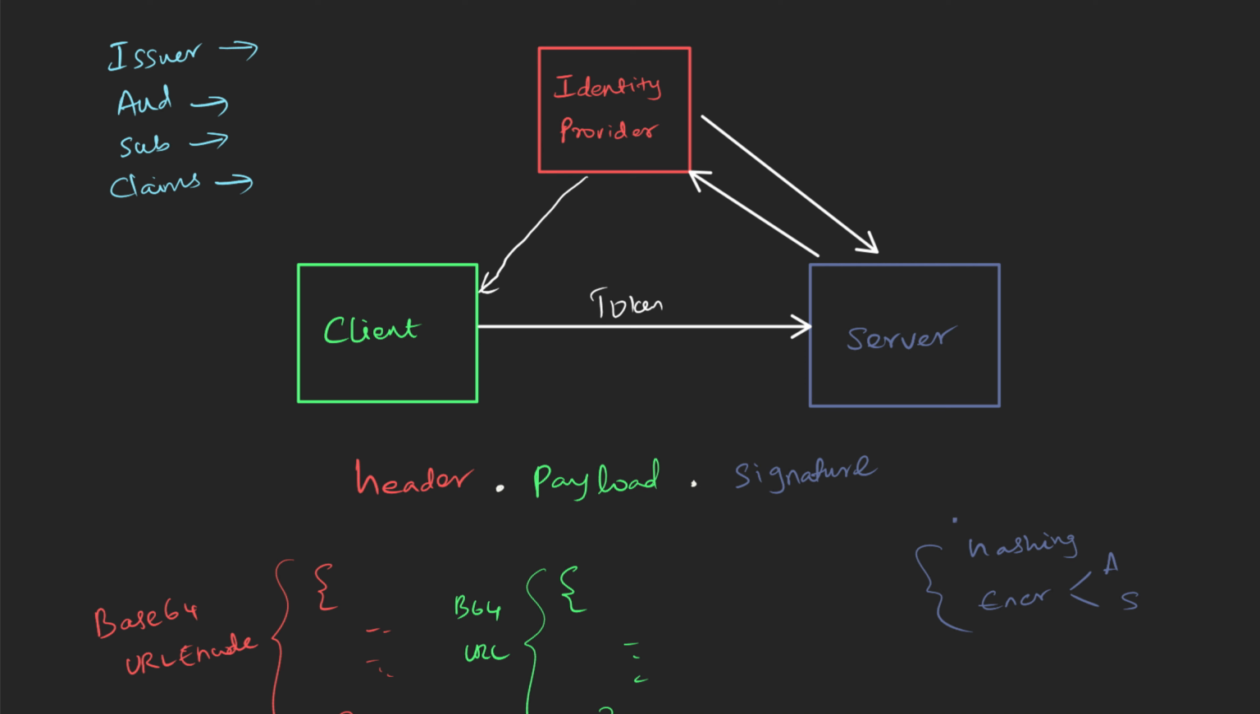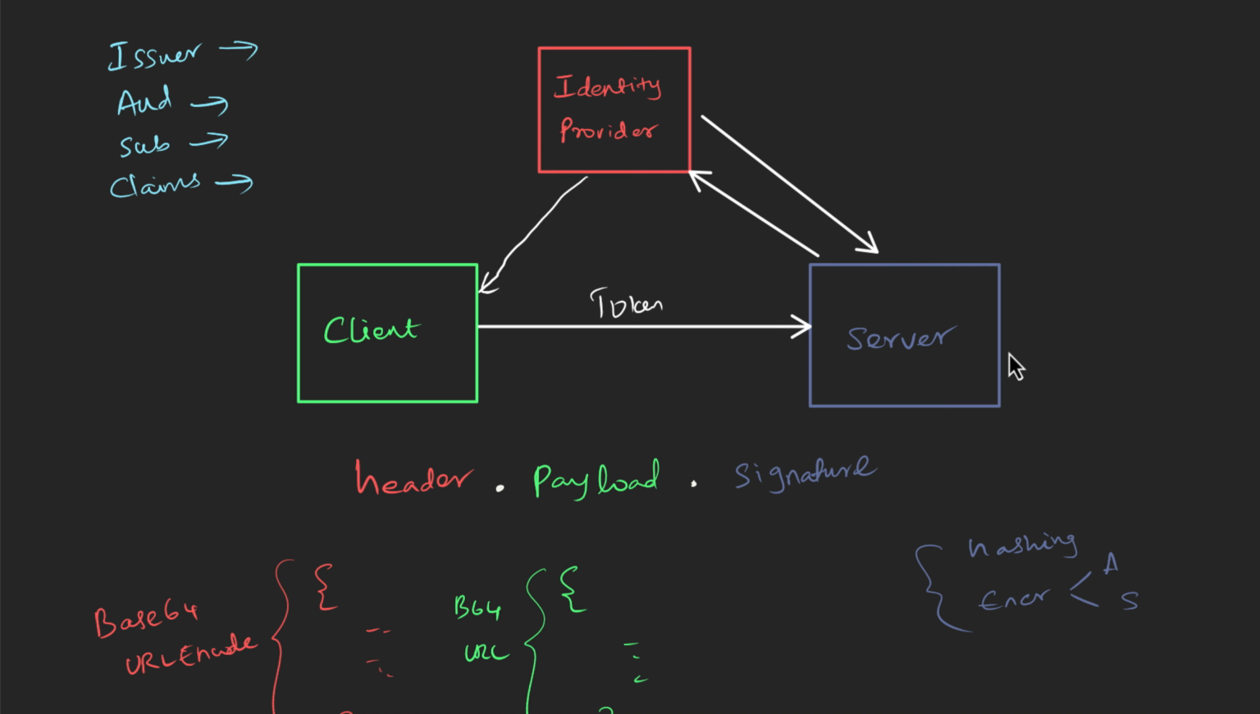So that is where we are going to rely on asymmetric encryption. With asymmetric encryption, the identity provider creates this token with header, payload and signature, and the signature is created using the private key. Only this identity provider knows that private key, and it passes the token to the client, and the client sends it to the server. Now the server needs to verify this token. In order to verify, all it needs is the public key of the private key used by the identity provider.